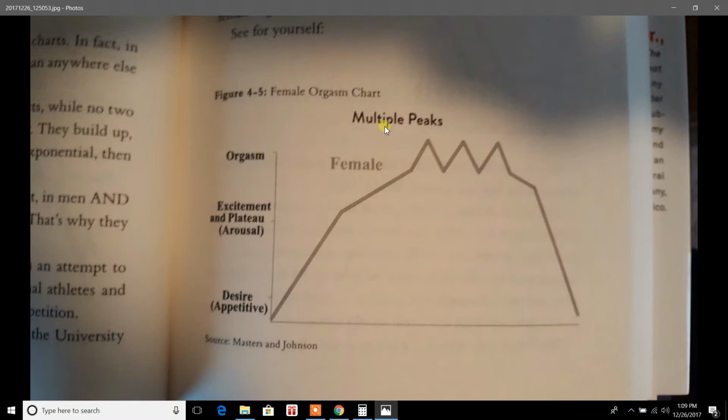Now, this chart you're looking at here is the female orgasm chart. It's a little bit different from the male in regards to the desire phase, the excitement phase, and then you reach a peak. But the female's chart shows them reaching a peak and then coming down several times, and then going back up. Kind of like a head and shoulders type chart that you would see on price action for a stock, and then it comes diving back down after it's completed its third shoulder.